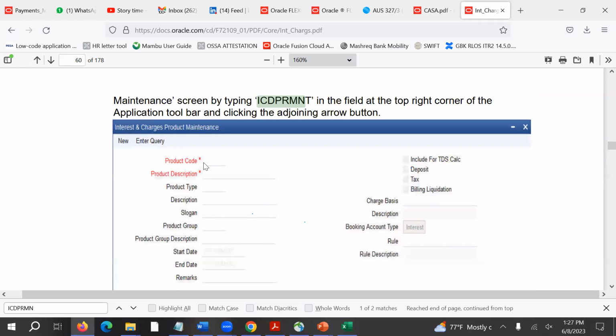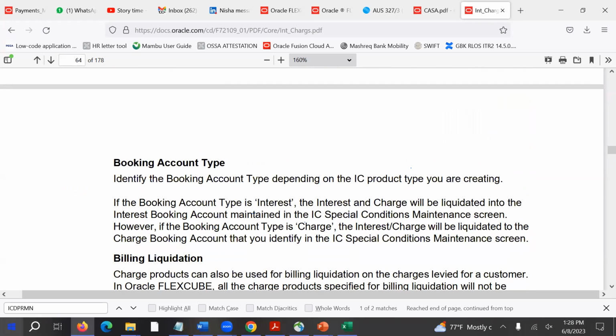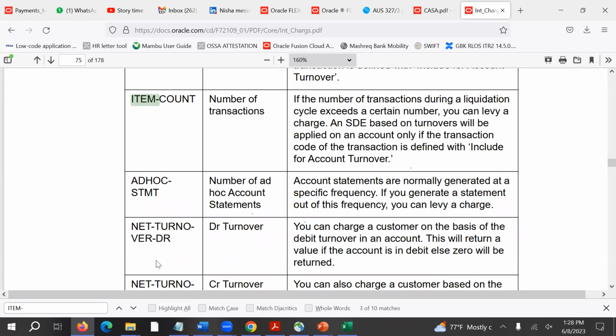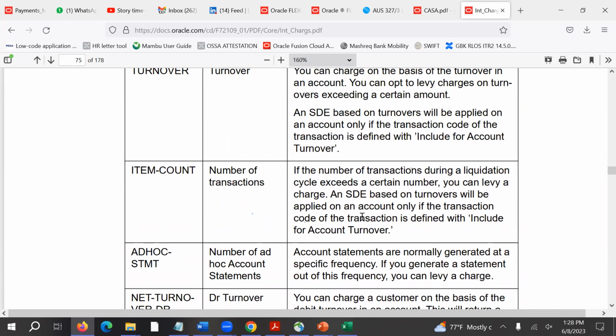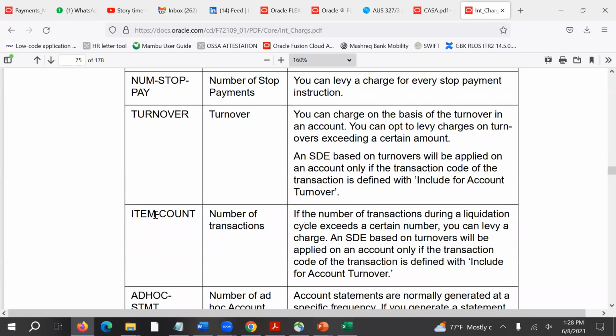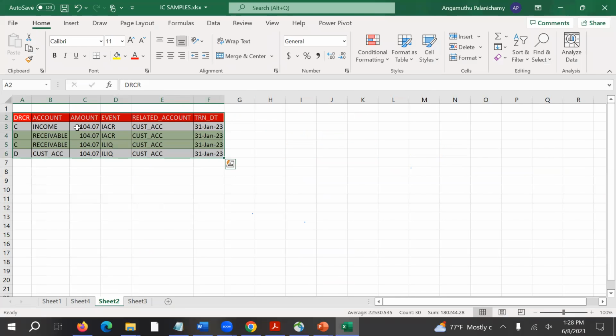In the interest product screen, the moment I put charge basis, charge type, rule is disabled. I can give the charge basis. In the charge basis, what are the values available? This definition: if I give the item count, then I need to give the transaction codes. What are the transaction codes that are included? So for cash withdrawal, let's say you have put 001 as the transaction code. Here I have given some sample.